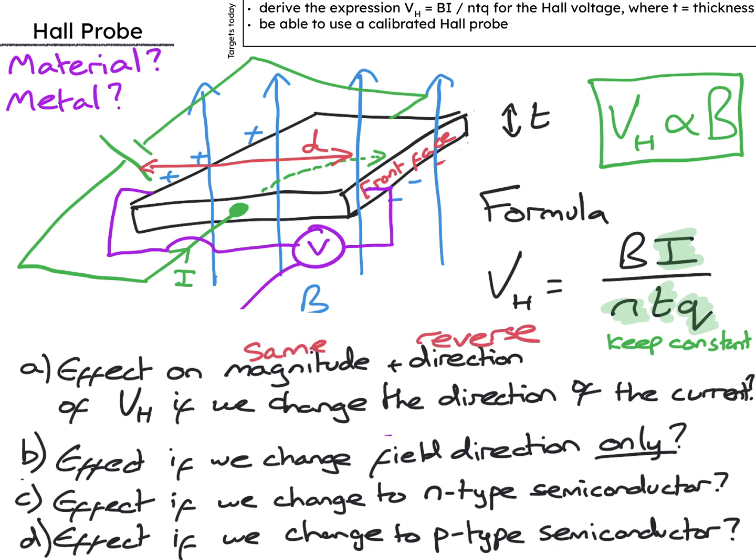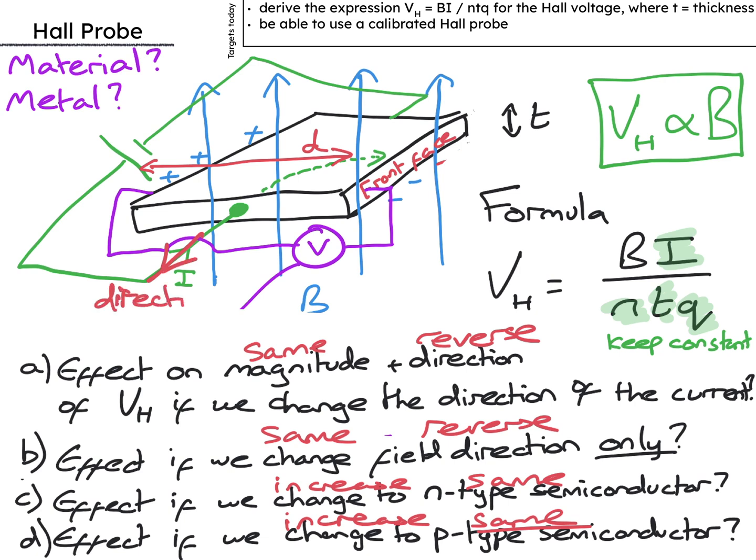Okay, so the answers are: same magnitude, reverse direction; same magnitude, reverse direction; increased magnitude, same direction; and increased magnitude, same direction. If you got any wrong, stop and try to think why the answer is what it is. I'll continue with an explanation.